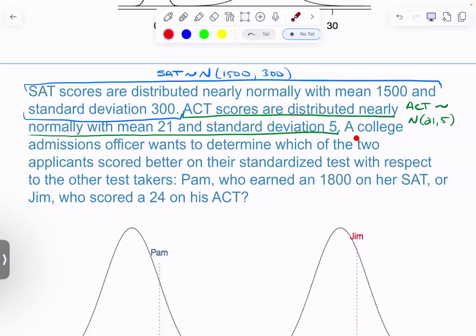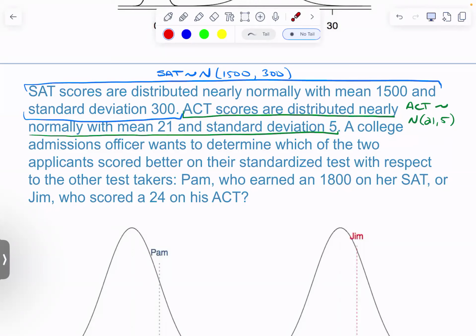You can imagine that a college admissions officer wants to determine which of the two applicants scored better on their standardized test with respect to the other test takers. Pam, who wrote the SATs and got 1,800, or Jim, who scored 24 on his ACT exam. What are two things we know right away? Compared to the mean, Pam scored above the mean. That's good, above average. And Jim scored above the mean.